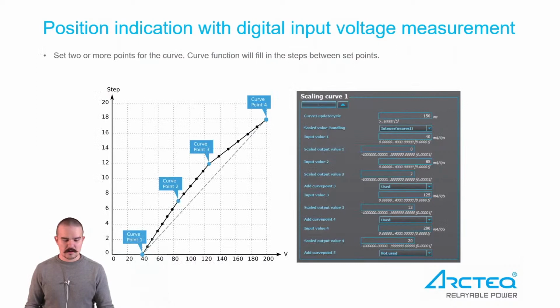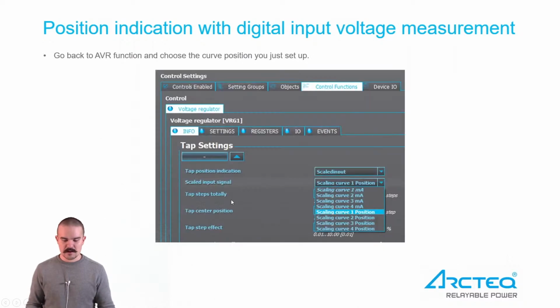Then you set 2 or more points to set the voltage range, which voltage is which step. And then when that one is set up, you go back to the voltage regulator function and choose a scaled input as the position indication, and then choose that curve that you just set up.